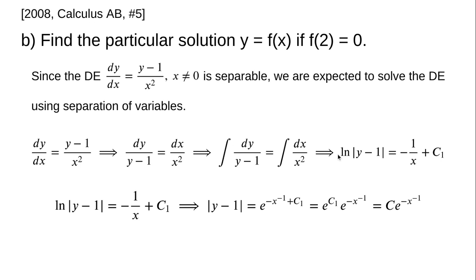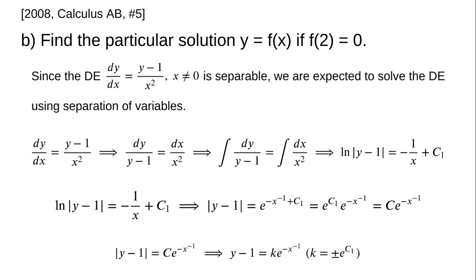Using power rules, e to the negative x to the minus 1 plus that constant is just e to the constant times e to the negative x to the minus 1. And then we can call that new constant c. Notice the change in subscript here. This c1 is not the same as this c here. This is my final c, so that's why I'm calling it c. Oftentimes you might see that as k or something else.